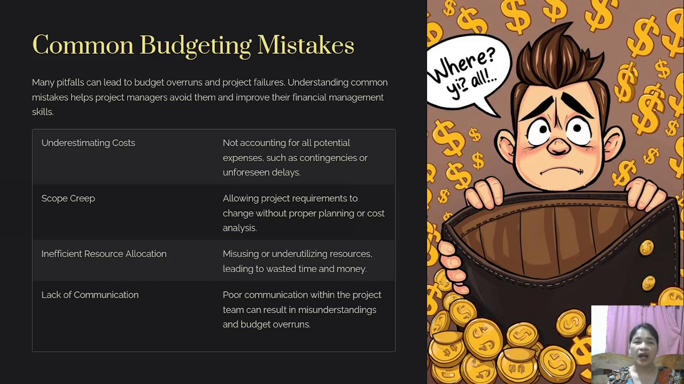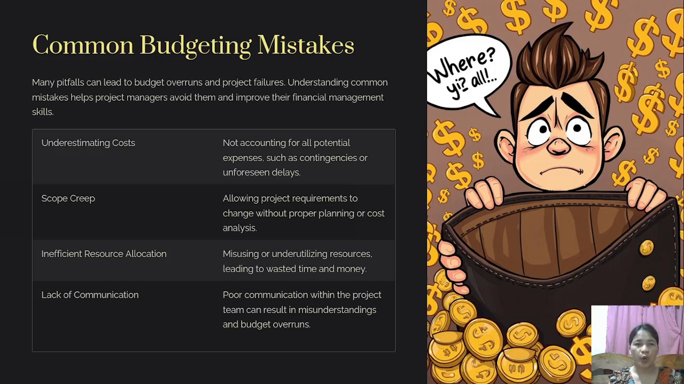First is underestimating cost. You're not accounting for all potential expenses. For example, the car repairs or the machine repairs. Or the team estimates that the machine only costs 5,000. However, it ends up to be 7,000. So this discrepancy can lead to resource shortage.